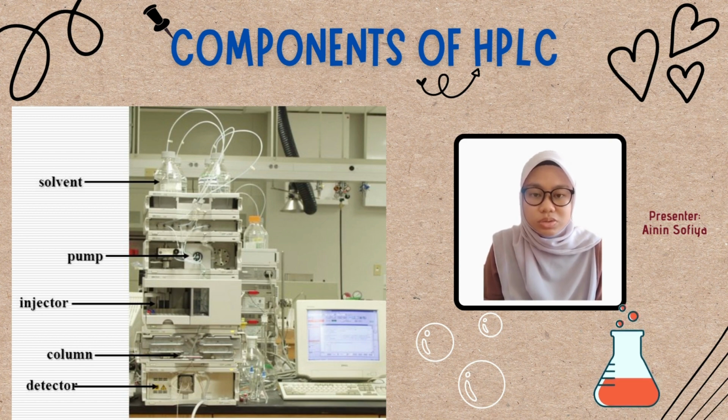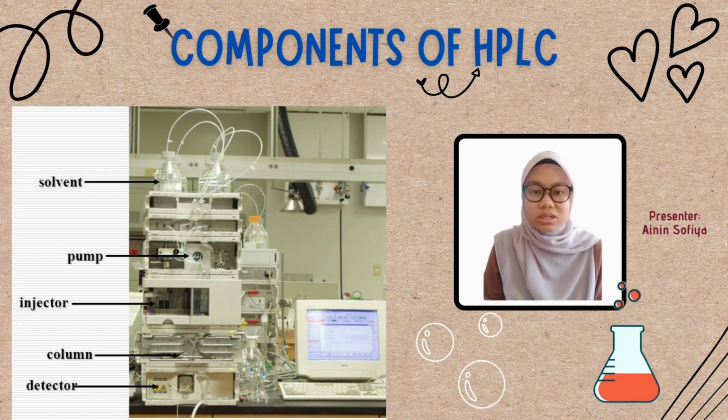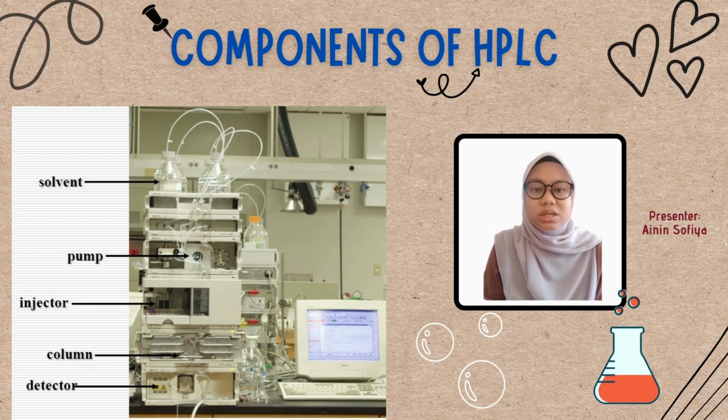The detector is used to observe the obtained separation. When the analyte is not present, the eluent composition is constant, while the eluent composition is altered by the analyte's presence. The measurement of these differences is what the detector performs.